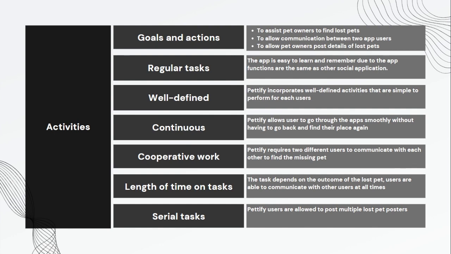Next is the length of time on tasks. The task depends on the outcome of the lost pet. Users are able to communicate with other users at all times through the chat function. Lastly, for the activities part is the serial task. Pettify users are allowed to oppose multiple lost pet posters.